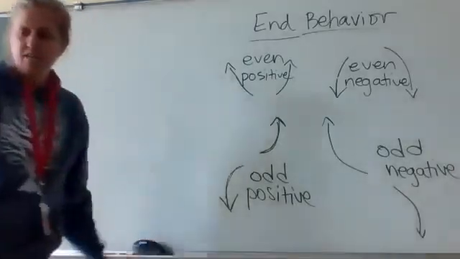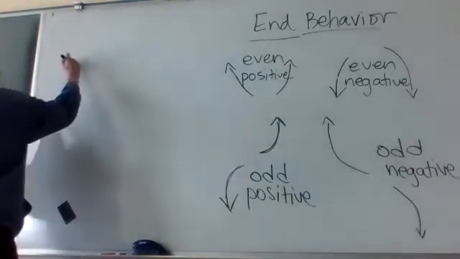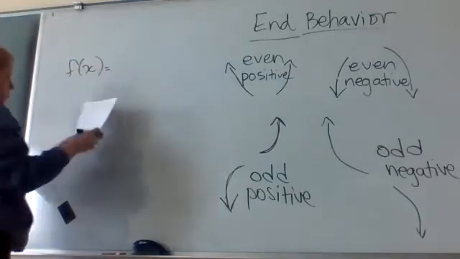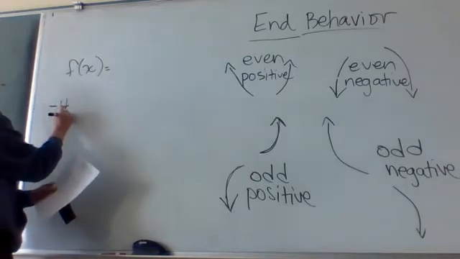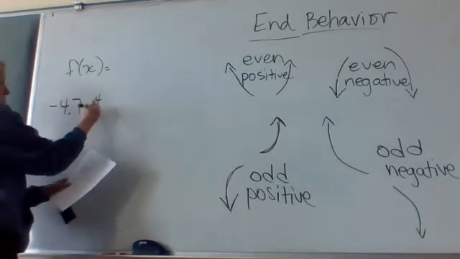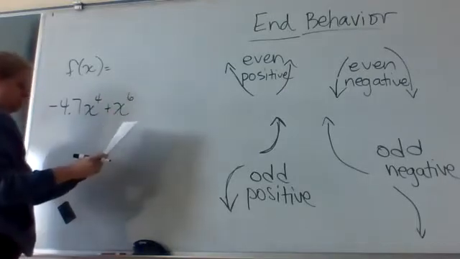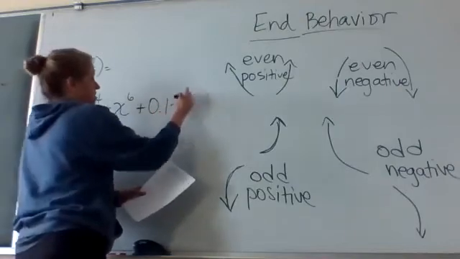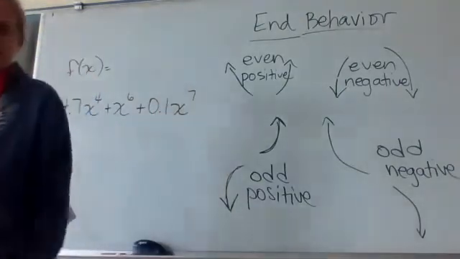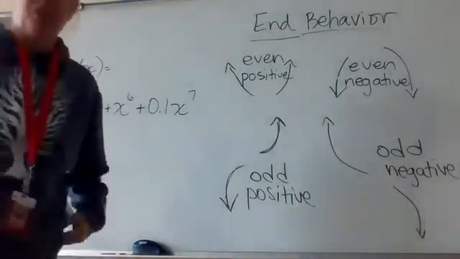All right, number 3. So this one is f of x equals negative 4.7 x to the 4th plus x to the 6th plus 0.1 x to the 7th. Okay, on the first 2 problems, my highest exponent was actually on the first term.